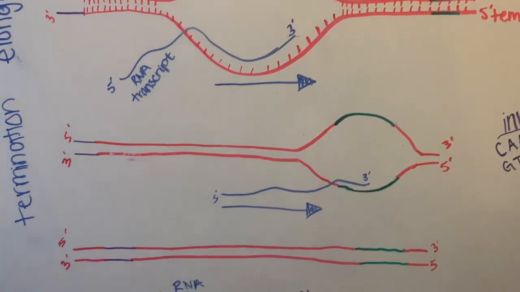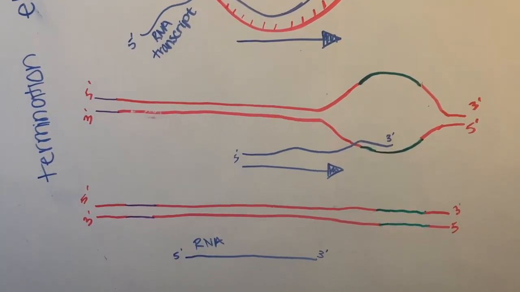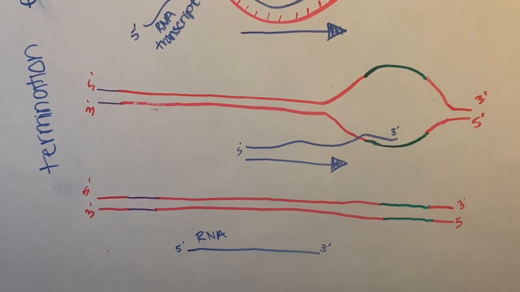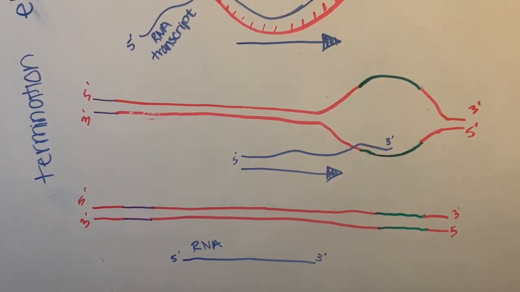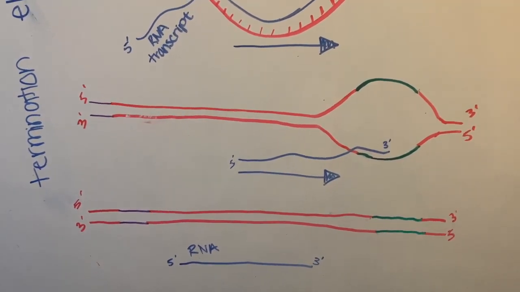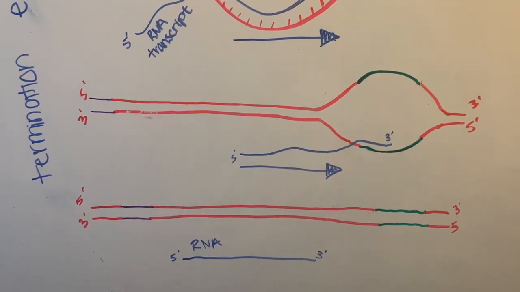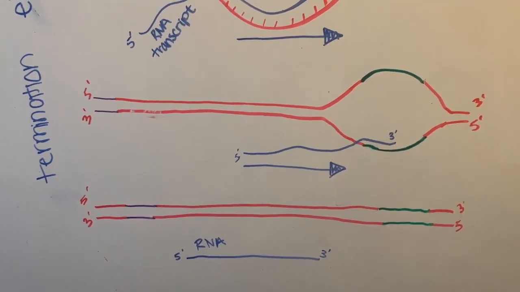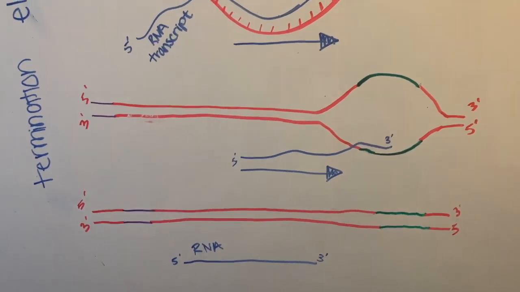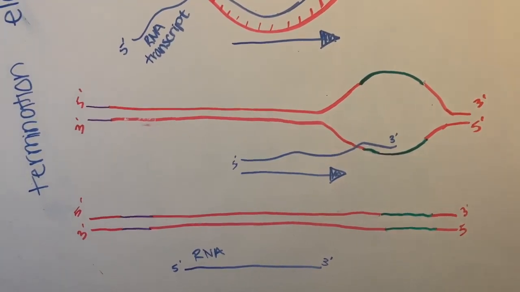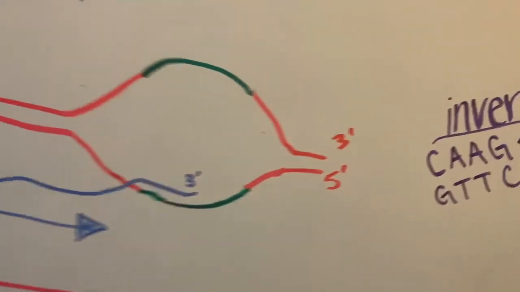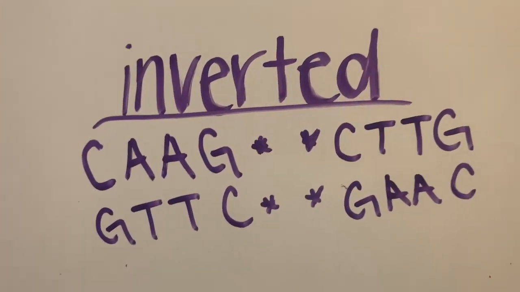Lastly, the termination step. This can be caused by two different things. The first is Rho-independent termination. This occurs if a hairpin or inverted repeat causes the polymerase to pause and disassociate RNA from DNA with the weak AU bases. An example of an inverted repeat causing a hairpin would look like this.